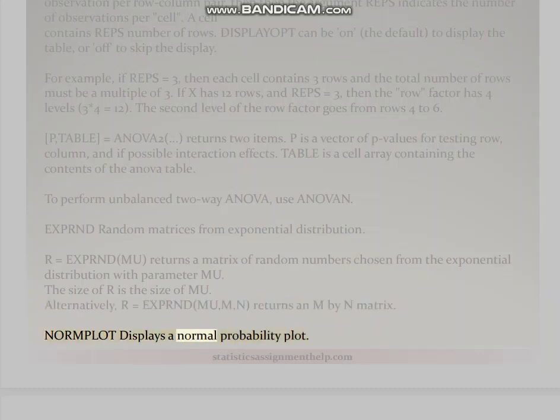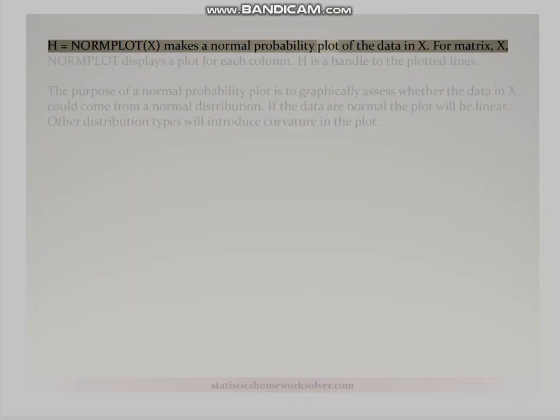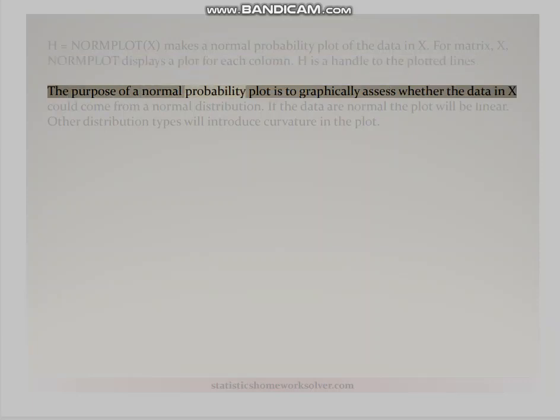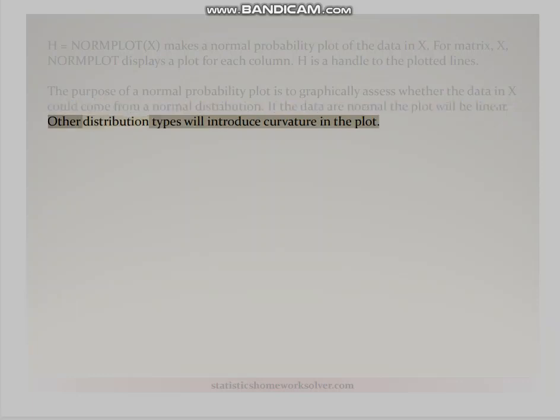normplot displays a normal probability plot. H = normplot(X) makes a normal probability plot of the data in X. For matrix X, normplot displays a plot for each column. H is a handle to the plotted lines. The purpose of a normal probability plot is to graphically assess whether the data in X could come from a normal distribution. If the data are normal, the plot will be linear. Other distribution types will introduce curvature in the plot.